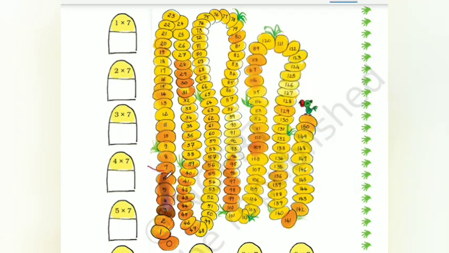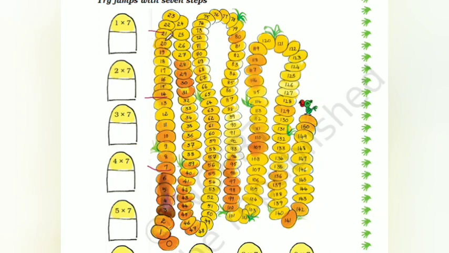It reached 7. Finally, we can write the answer. Then from 7, it jumped how many steps? 7 steps. 1, 2, 3, 4, 5, 6 and 7. Where it reached? It reached 14. Then again jumping how many times? Jump 7 steps. 1, 2, 3, 4, 5, 6, 7.